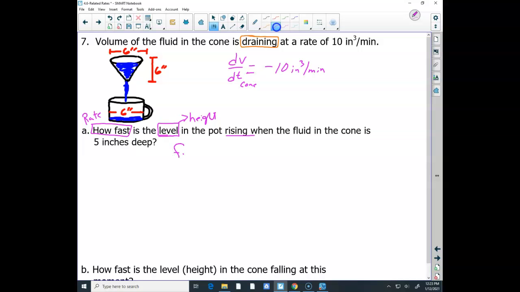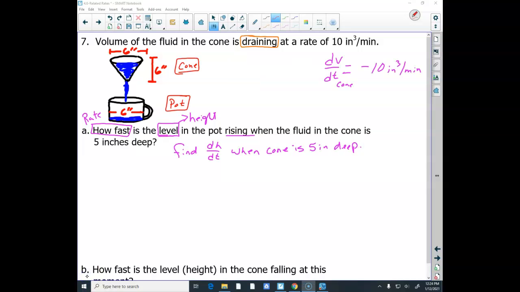So find dH dt when I know the height of my cone is 5 inches deep. Okay, so why don't you process that for a minute here now.